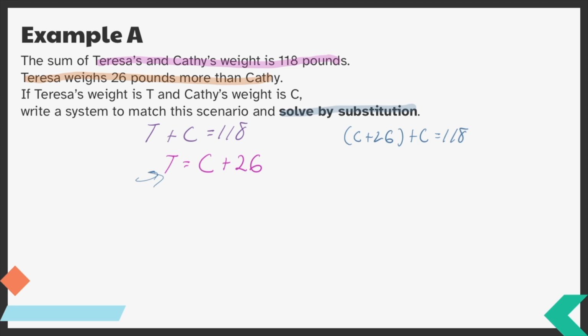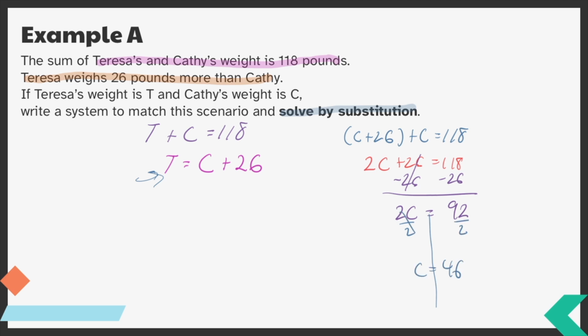Now we can go about solving our equation. We know how to do that. So we're going to combine our like terms. So we're going to get 2C plus 26 is equal to 118. Now we're going to subtract 26 on both sides. So 118 minus 26 is going to give us 92. 26 minus 26 is going to cancel, leaving us with 2C equals 92. Our final step is to divide both sides by 2. 92 divided by 2 is going to be 46. So we know Kathy's weight is 46. So we've got half of our problem figured out. Kathy is going to be equal to 46 pounds.